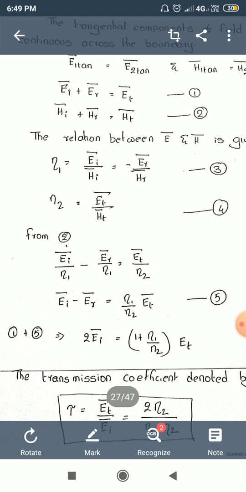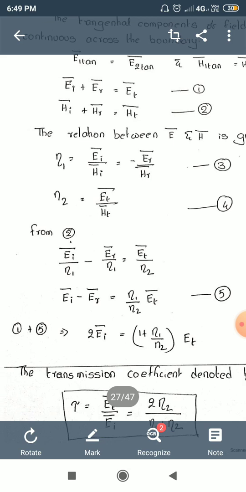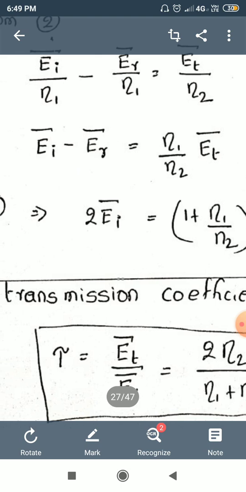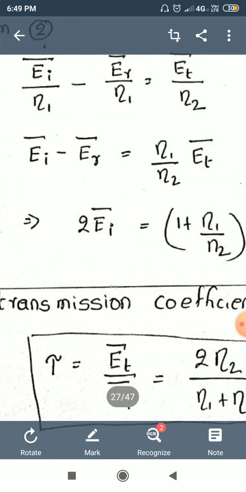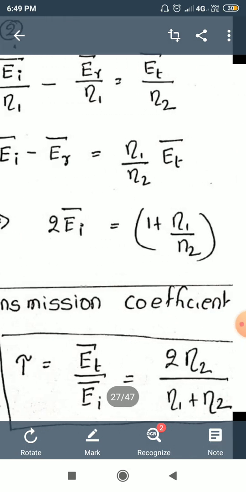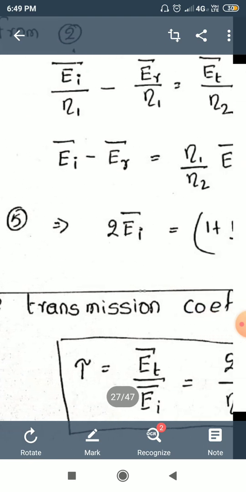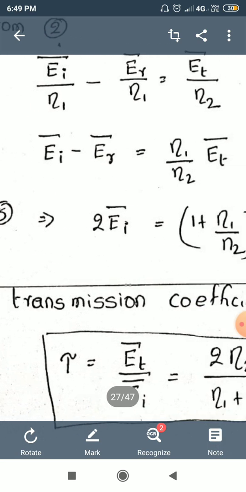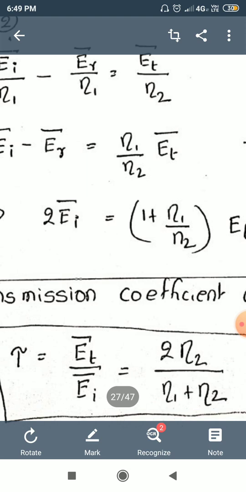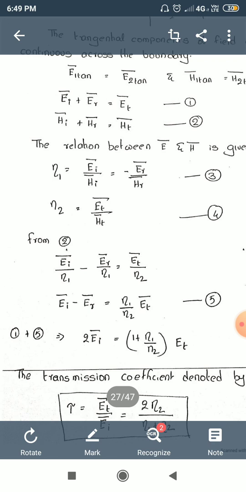Now add equation 1 and equation 5. By adding these, the ER terms will get cancelled. 2EI equal to 1 plus eta 1 by eta 2 into ET. From this we take the ratio of ET by EI. So tau equal to ET by EI equal to 2 eta 2 by eta 1 plus eta 2. Is it clear? This is the transmission coefficient. Remember, the transmission coefficient is important.